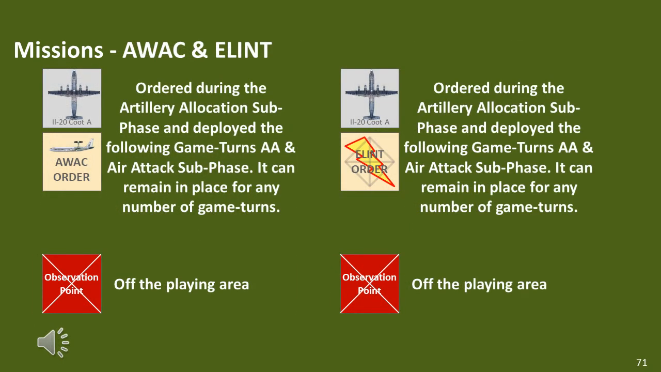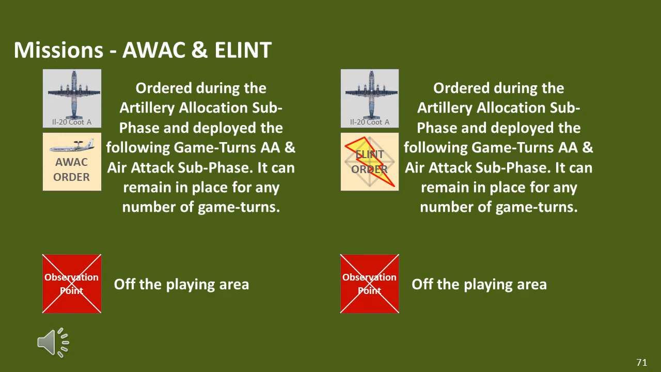AWAC and ELINT missions, in theory, can be set before the game begins, in which case a player must state the aircraft, game turn arrival, and the observation/attack point. However, to avoid issues with sortie rates, this is only allowed if the mission occurs on game turn 1. An AWAC and ELINT mission issued before the game can have an observation point set anywhere off the playing area.